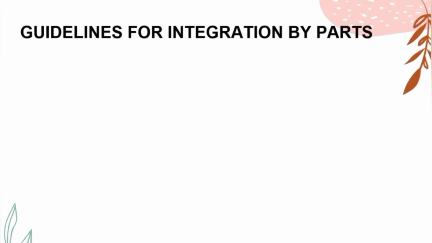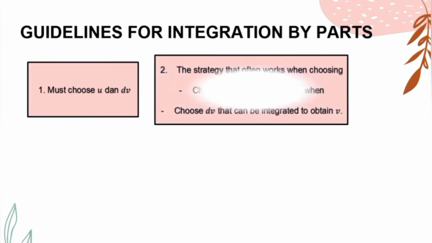Here are guidelines for integration by parts. The most important thing in integration by parts is that we must be good at choosing u and dv to obtain a new integral that is easier to evaluate than the original. Next is the strategy that often works when choosing u and dv. First, we must choose u that becomes simpler when differentiated. Second, we must choose dv that can be integrated to obtain v.